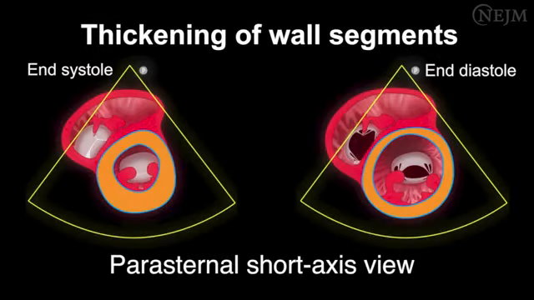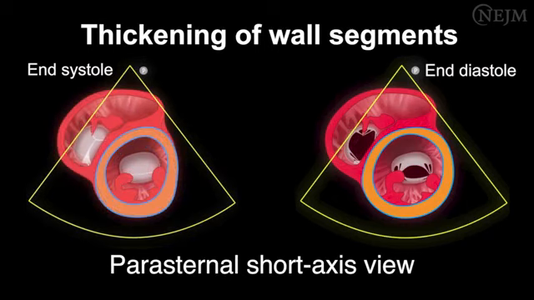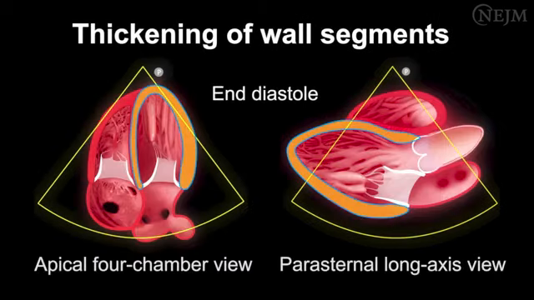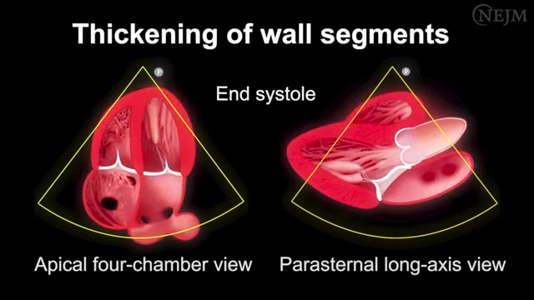Uniform thickening throughout most of the wall segments, with an increase in thickness by at least 1/3, indicates normal left ventricular systolic function, whereas an increase in thickness by less than 1/3 suggests severely reduced function. Thickening of wall segments should also be evaluated in the apical four-chamber and parasternal long axis views.